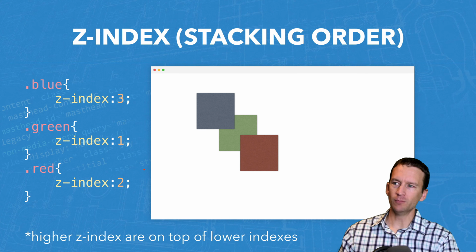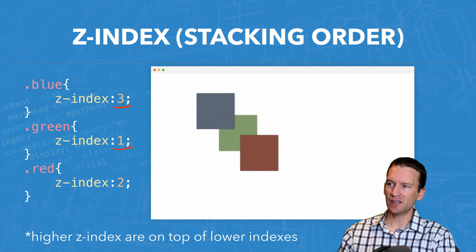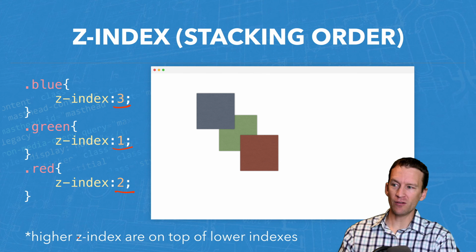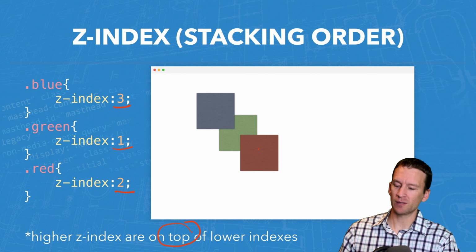So in this case right here, you can see that blue has a z-index of 3, green has a z-index of 1, and red has a z-index of 2. And it's pretty easy because the higher the number, that means it's going to be on top of other elements. So 3 is the highest, so it's going to be above that one. 1 is the lowest, so it's going to appear below, and then 2 is going to be in the middle. And that's pretty much how z-index works.